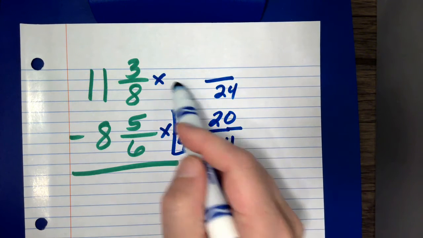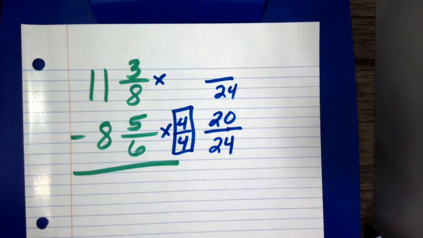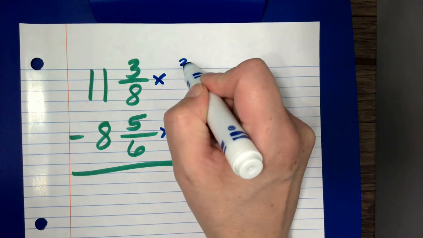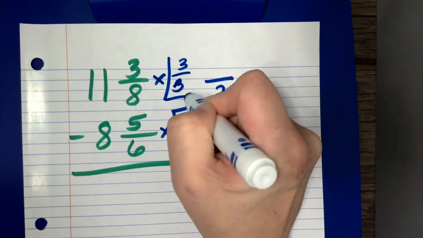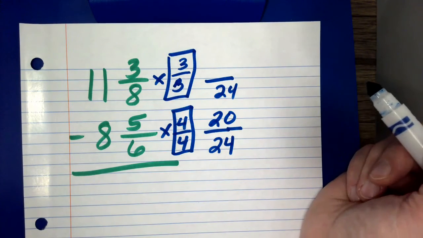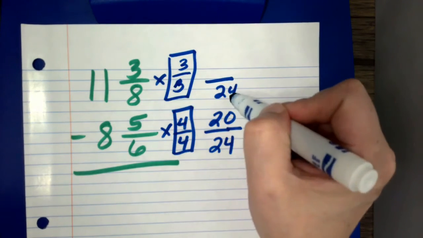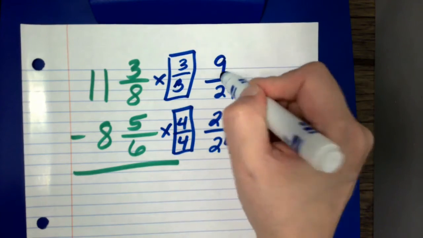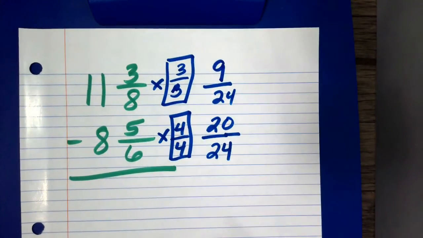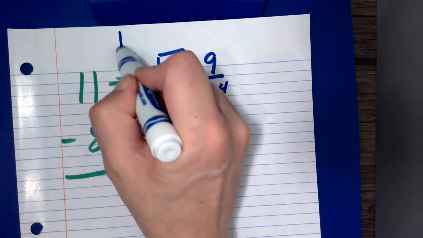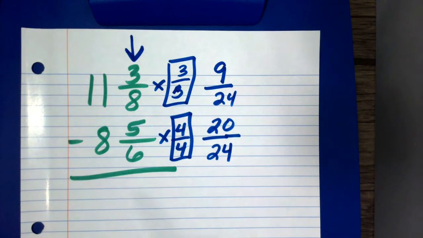Okay. 8 times what is 24? If you said 3, you are correct. Again, it's going to be 3 over 3 because we're really multiplying by 1 for an equivalent fraction. 8 times 3 is 24. 3 times 3 is 9. Okay, so I've renamed these fractions. The whole numbers are still here and we haven't changed anything about them.